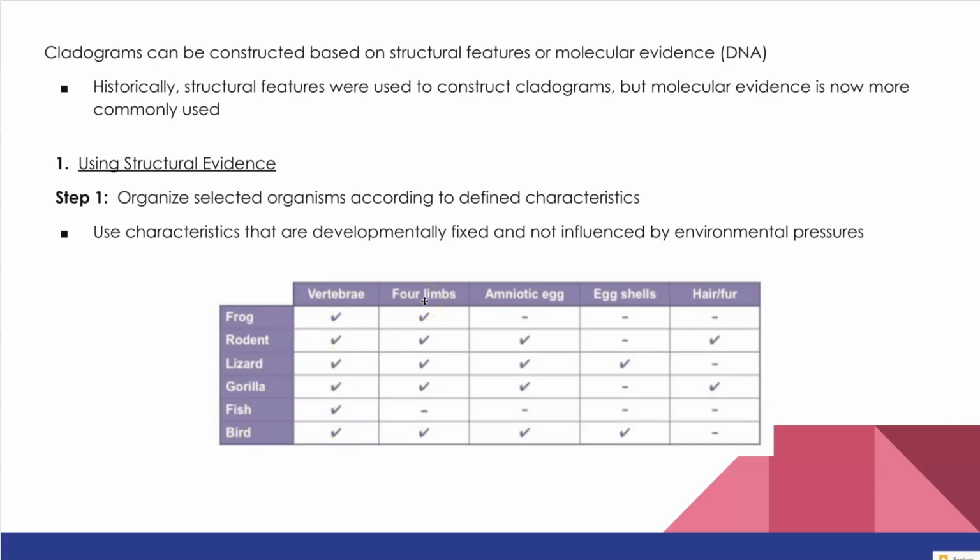4 limbs. Which ones have 4 limbs? They all have 4 limbs, except for the fish. The fish does not have 4 limbs. So everything that has 4 limbs gets a check.